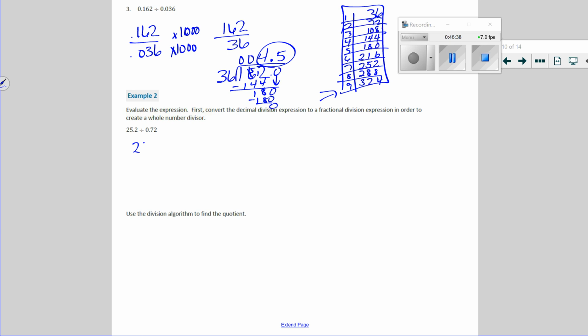So this one becomes 25 and 2/10 divided by 72 hundredths. So what am I going to multiply by to get rid of my decimal? 100, because it's hundredths on the bottom. So I multiply them both by 100. Now here's why I want to do this. If I do that by 100, I end up with this empty bucket, right? What do empty buckets get?